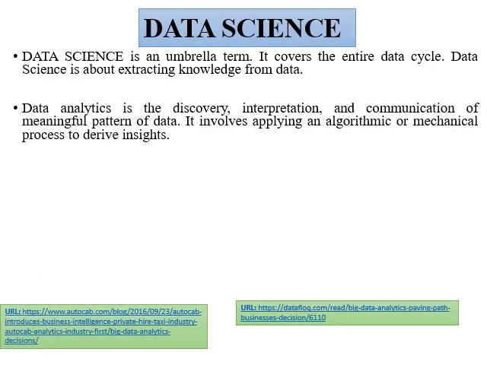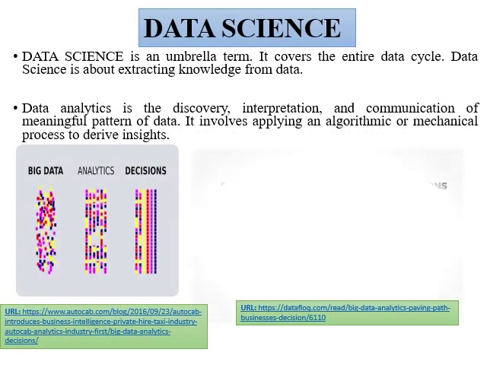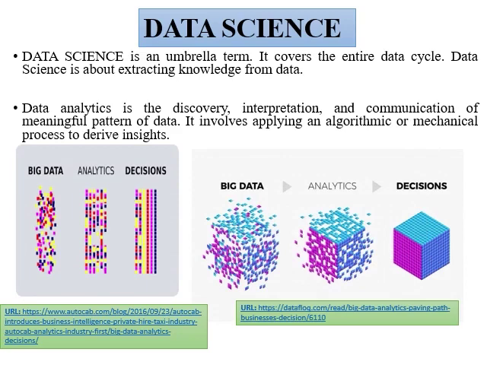The next topic is data science. Data science is an umbrella term. It covers the entire data cycle. Data science is about extracting knowledge from data. Data analytics is the discovery, interpretation, and communication of meaningful patterns in data. It involves applying an algorithm or mechanical process to derive insights. Big data with the help of data analytics can be helpful to improve decision making.